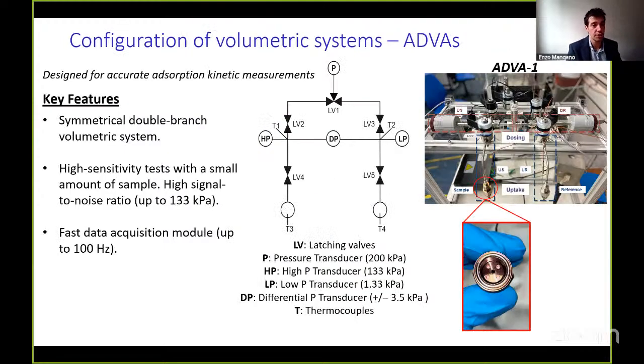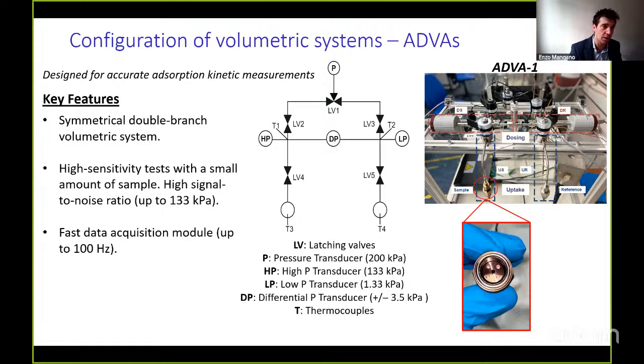As I mentioned at the start of the presentation, we design volumetric systems as well. And the systems we design are differential volumetric apparatus. So ADVA stands for adsorption differential volumetric apparatus. It's the same concept of a volumetric system, but this time you have two symmetrical branches connected by a differential pressure transducer. The main advantage of having a differential pressure transducer in between two identical branches is that you increase the accuracy and the resolution throughout the entire experiment.